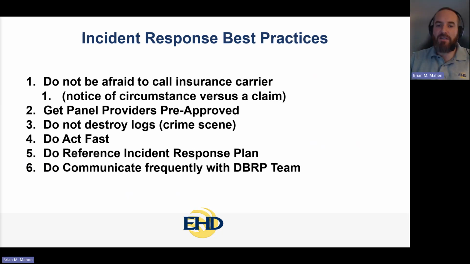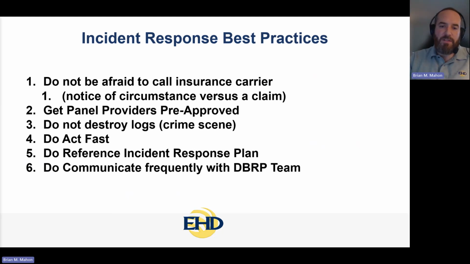You do want to act fast. These things, unfortunately, happen at 2 a.m. on a Friday night, Memorial Day weekend. And you might have to make some phone calls in the middle of the night for sure. But speed is important. The faster you can deploy forensics and engage a privacy attorney and get moving, usually the better the outcome.